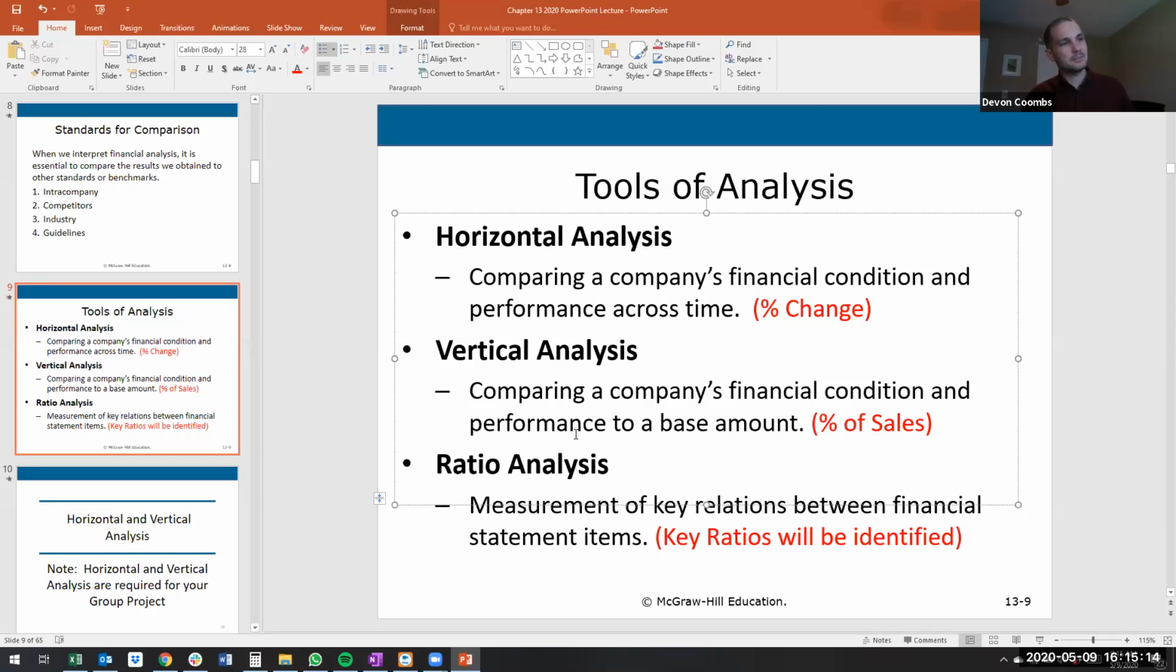Vertical analysis is comparing it as a percentage against a percent of base amount. So marketing departments generally do this. It's not a best practice for marketing, but marketing departments might say, you are allowed to have no more than 10% of total sales in marketing budget. And so that's comparing a financial condition to a base amount.